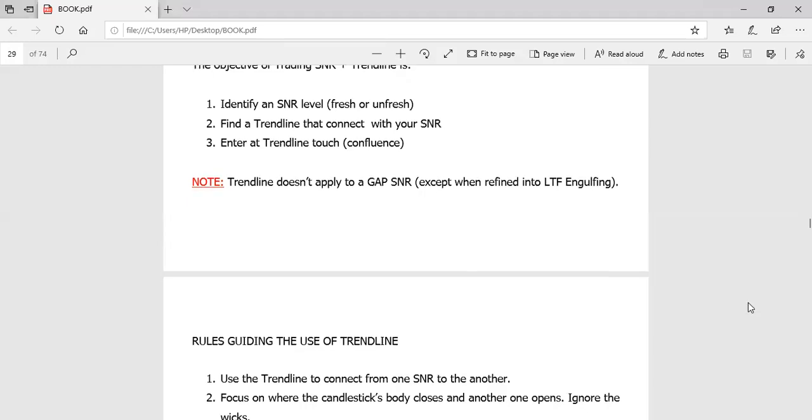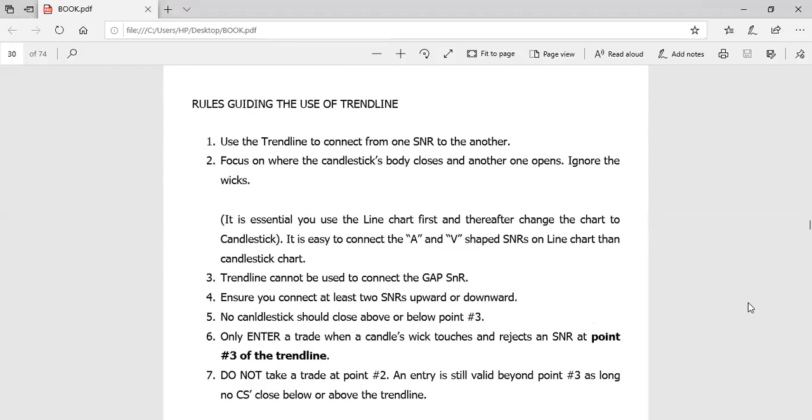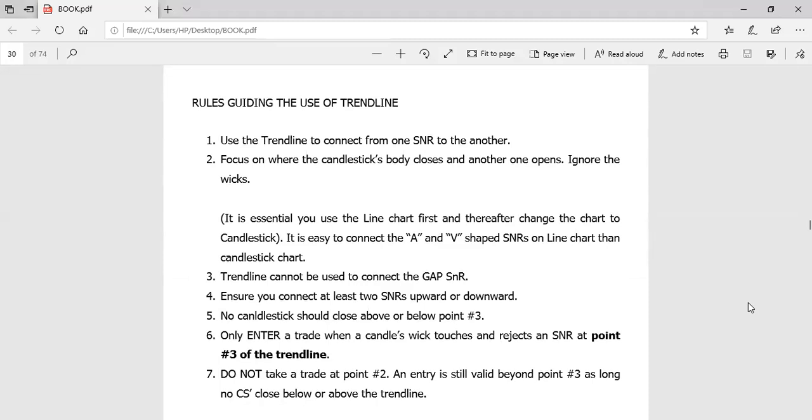Rules guiding the use of trend line. Use the trend line to connect from one SNR to another. Focus on where the candlestick body closes and another one opens. Ignore the wicks, please. It's essential you use the line chart first. We have done that in the introduction of how to mark the SNR level. I'm just adding more to it here. So use the entry to connect one to the other.